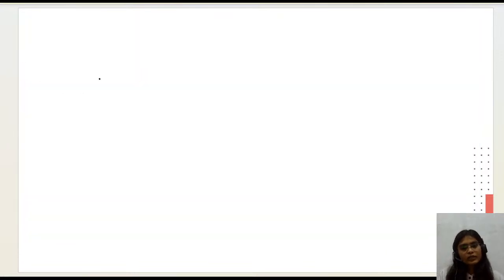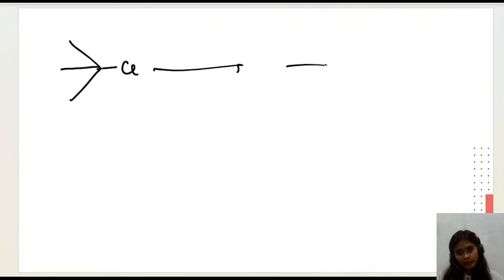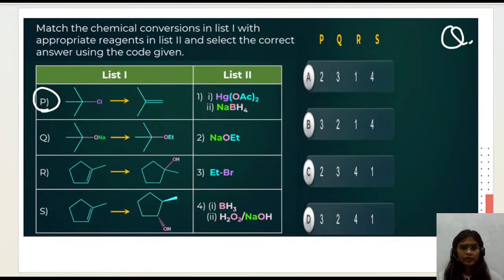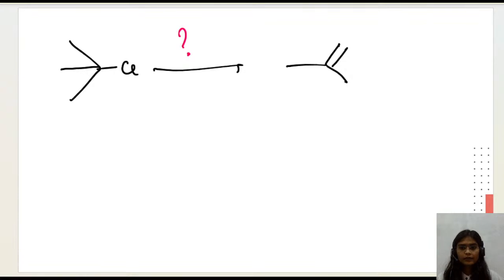In the first case, you will be having this tertiary chloride, and we are getting a double bond like this. Can you tell me what it is? Options are elimination reaction or substitution reaction. What is it really? Elimination. And if it is elimination, then what are we going to do?